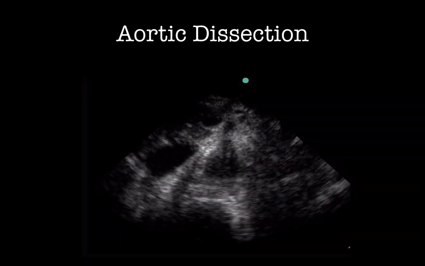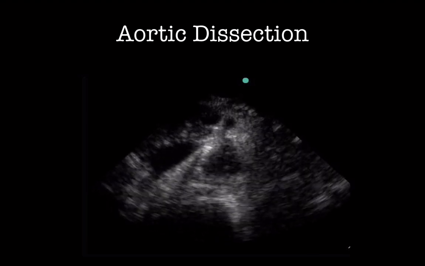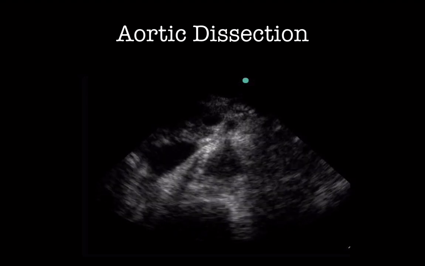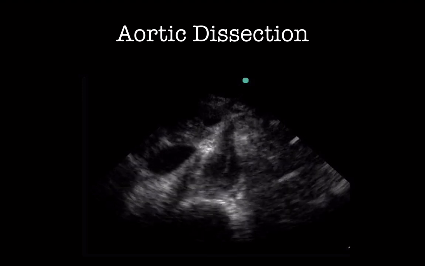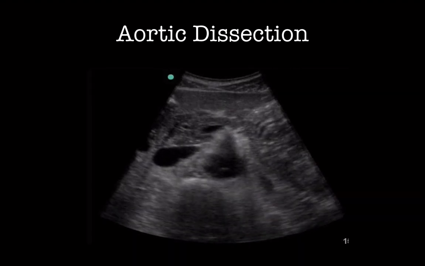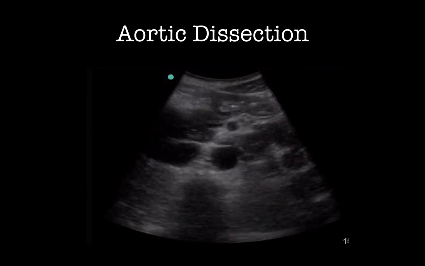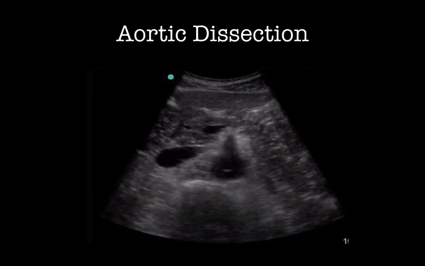Here's a little bit more zoomed in view. You can see that with the pulsations of the blood flow, we can see that intimal wall moving, which makes it easier to see. Anytime on ultrasound things are moving, it's easier for your eye to visualize it. Here's another example. We're scanning up. You can see the little intimal flap moving with the blood flow, and it is relatively easy to see, but you can also imagine that it'd be relatively easy to miss.